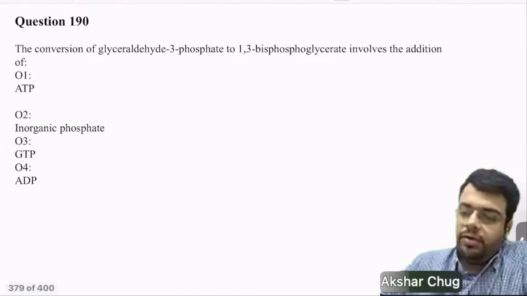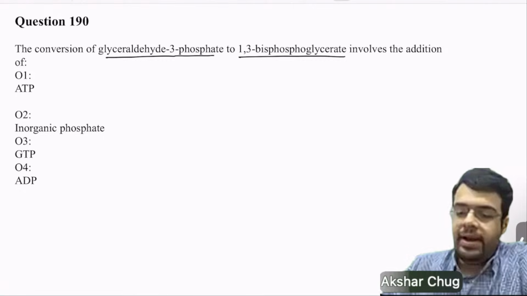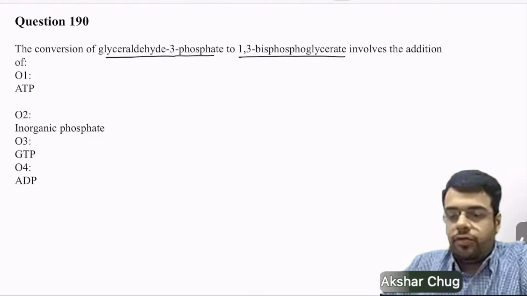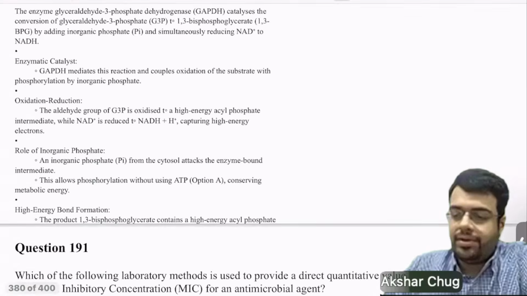The conversion of glyceraldehyde 3-phosphate to 1,3-bisphosphoglycerate involves the addition of inorganic phosphate. So basically, this is not a substrate-level phosphorylation, it shows addition of inorganic phosphate. Just a fact from glycolysis.